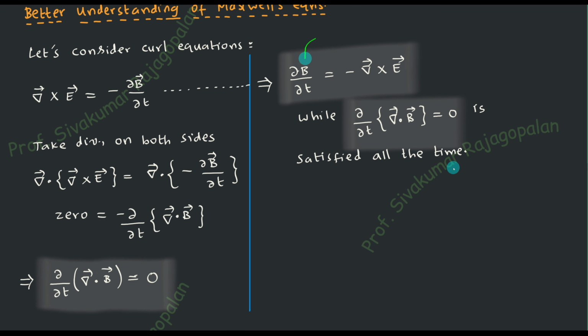So actually, this mathematics clearly tells you how nature is working. So the magnetic field does not have 100% independence. It cannot evolve on its own. The magnetic field cannot take any value as it likes. Not possible. That's the meaning of this equation.